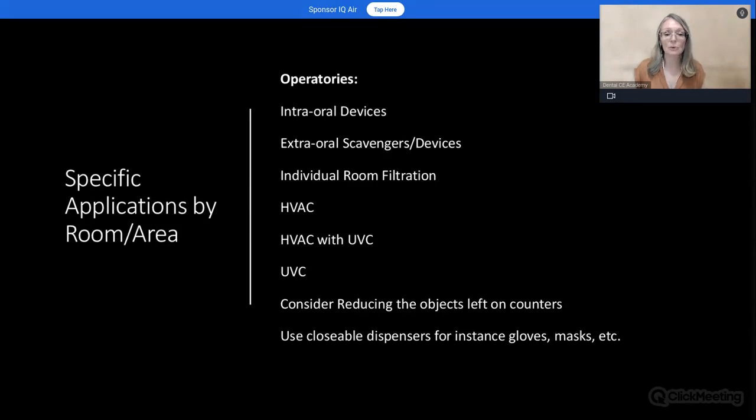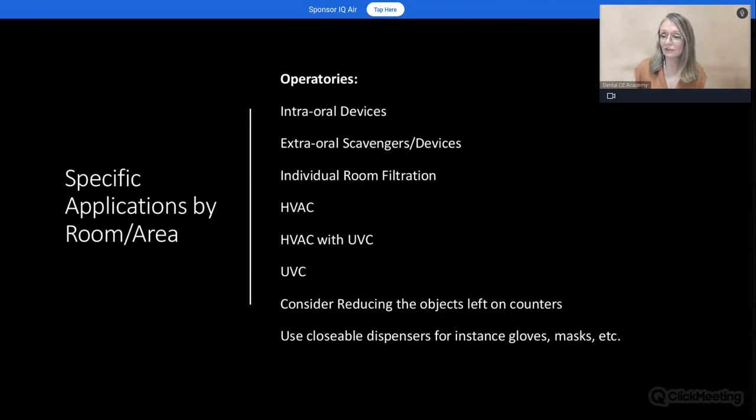All right, so operatories, what can we do? Specific applications by room area, of course: intraoral devices, extraoral scavengers, individual room filtration, HVAC with UVC. Again, this is controversial. Consider reducing the objects left on your counters. You've got a lot of stuff on your counters.